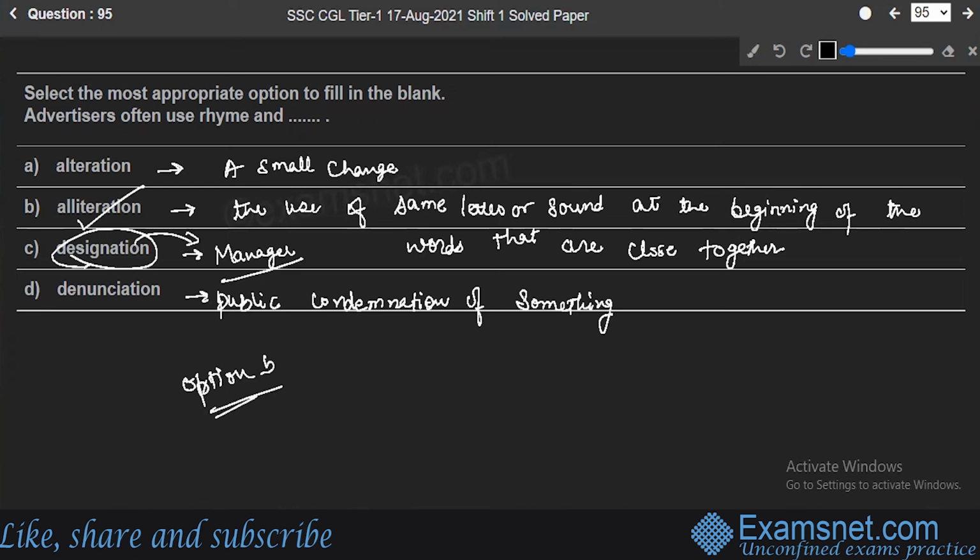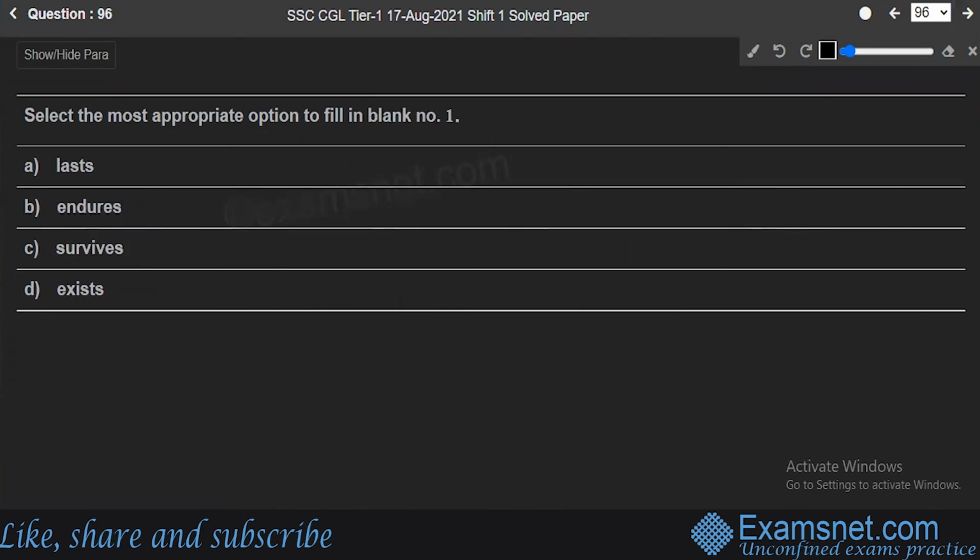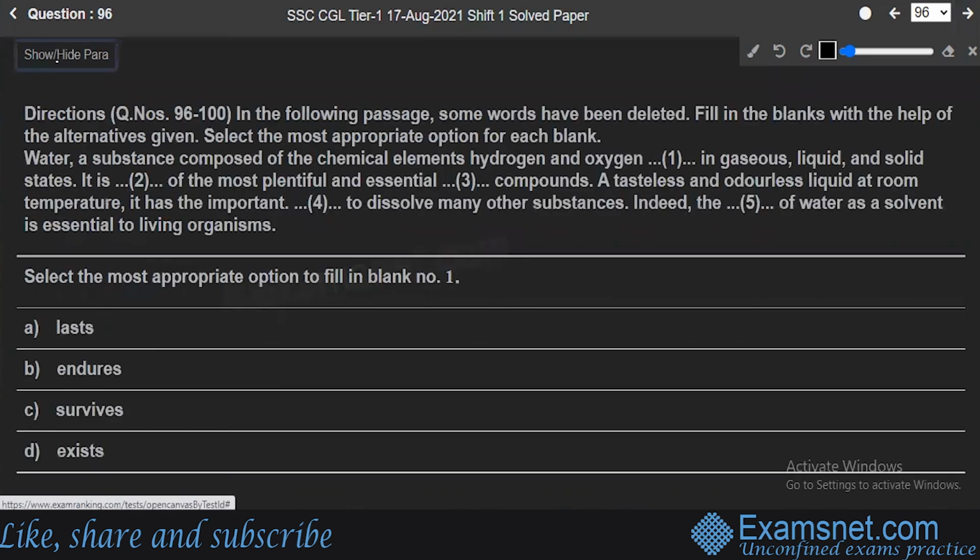Hope you are clear. Then let's move to the next question, number 96. See here, you are given a paragraph. There are some blanks given. You have to fill in the blanks in this paragraph. Let's read it first. It says, in the following passage, some words have been deleted. Fill in the blanks with the help of the alternatives given. Select the most appropriate option for each blank. Water, a substance composed of chemical elements hydrogen and oxygen, blank one, in gaseous, liquid, and solid states.